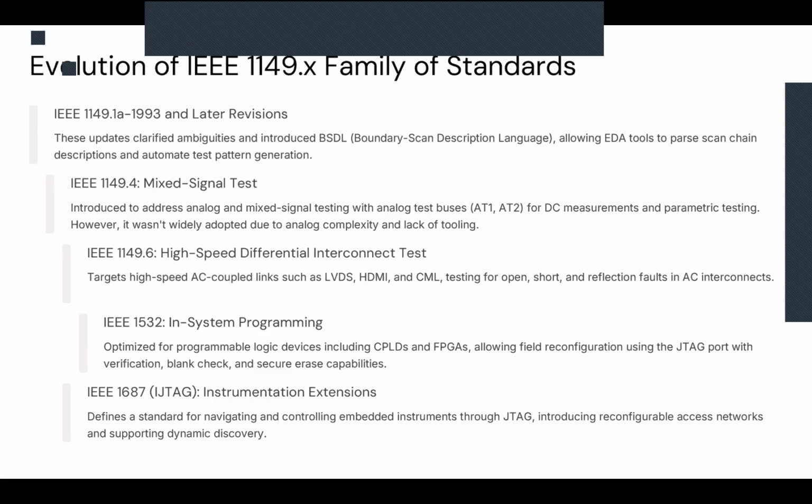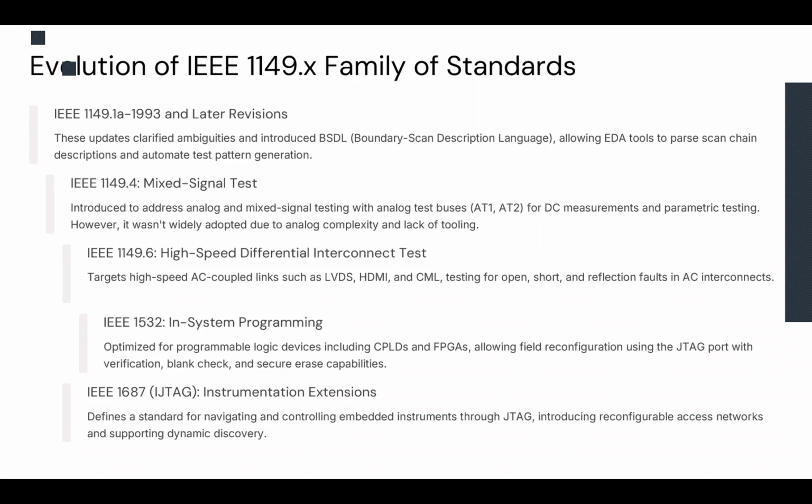and it was developed to access the embedded instruments inside the integrated circuit through a reconfigurable scan network, which, unlike the fixed scan chain in IEEE 1149.1, which we are going to talk about in an upcoming slide, IJTAG introduces dynamic routing for accessing different instruments based on the configuration of that testing.